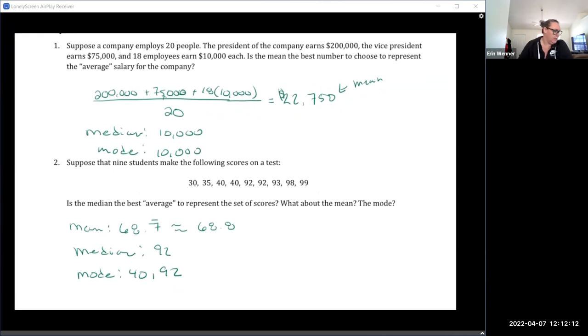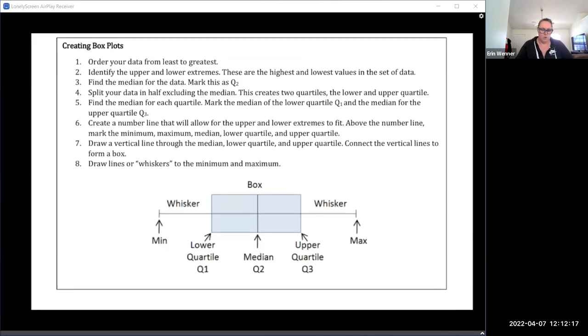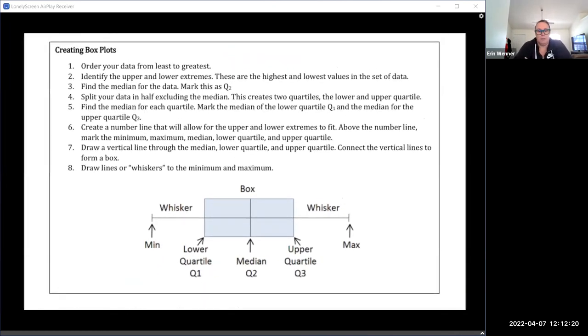All right, let's talk about box and whisker plots. So how do you create a box plot? A box plot is a visual representation of your data. That's how you want to think about it. You first want to order your data from least to greatest. You want to identify the upper and lower extremes, or the min and max. These are the highest values. You want to find the median for the data, and we mark this as Q sub 2. Okay, so you can see in my diagram, I've got Q sub 2 marked in the median.